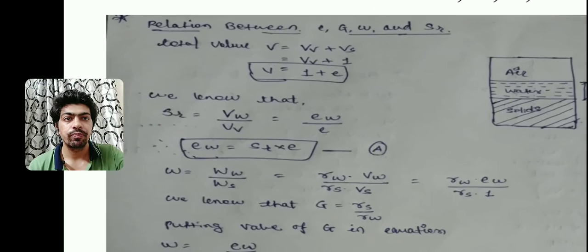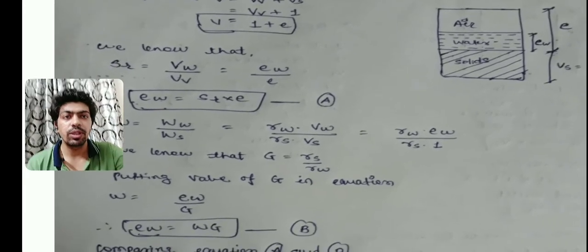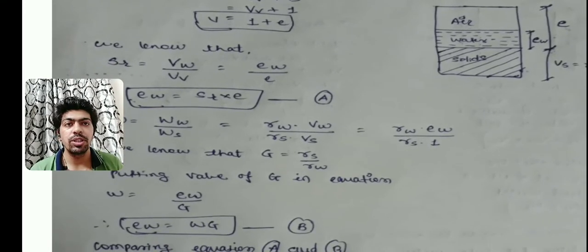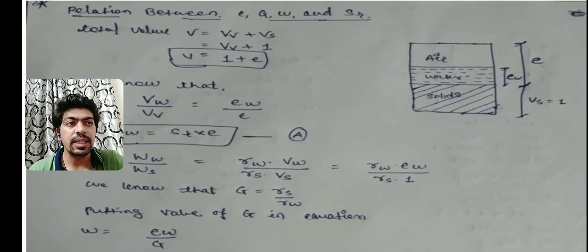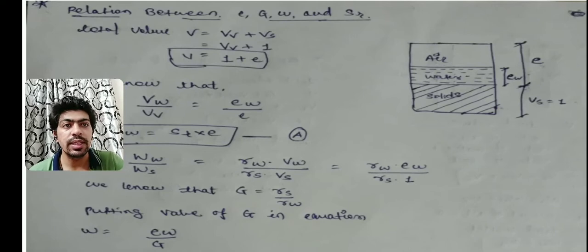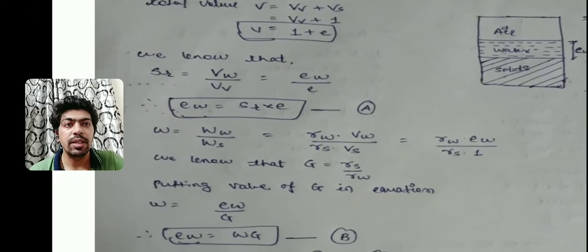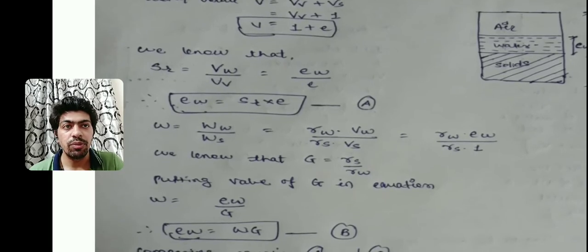Okay. Now we know what degree of saturation is. Degree of saturation is the ratio of volume of water divided by volume of voids. For volume of water, we can see this from the figure. Volume of water is ew, that is void ratio of water, upon volume of voids, which is e. So Sr becomes ew by e. So if you find the equation of ew, it becomes Sr into e. We are indicating this equation by A.